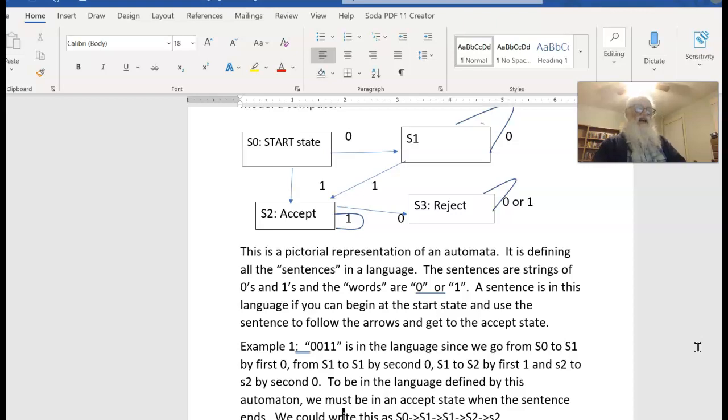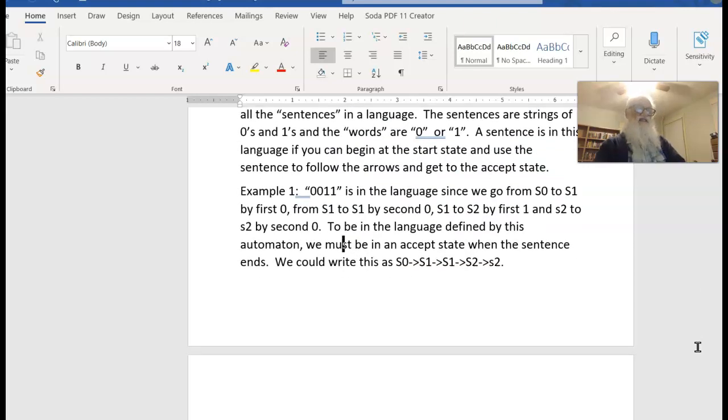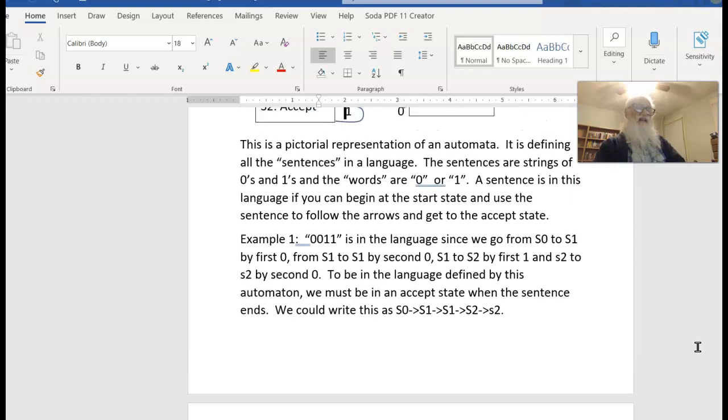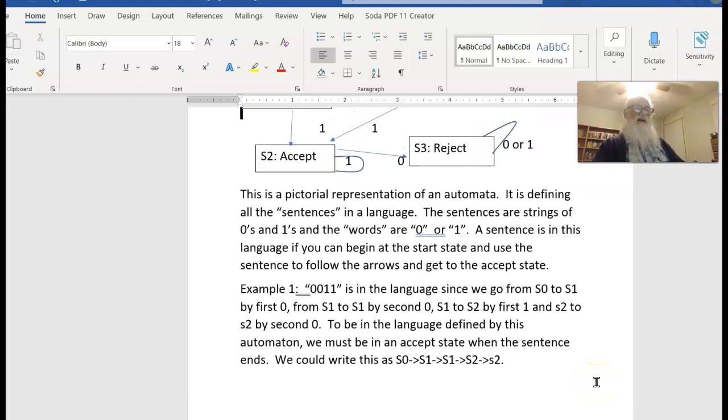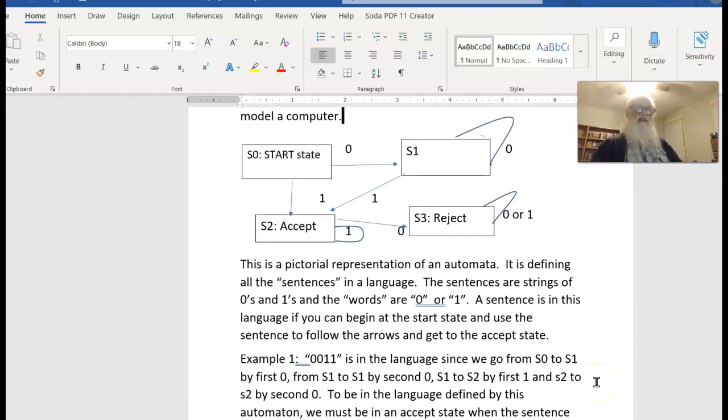Now, another way of writing that would be to show the progression of states. We're going from S0 to S1 to S1 to S2 to S2. By the way, once you have a diagram like this, it's extremely easy to write a program to do it. It can be a big if-then-else statement or a case statement. And you'll see these kinds of things in networks, in operating systems, many different areas of computer science.